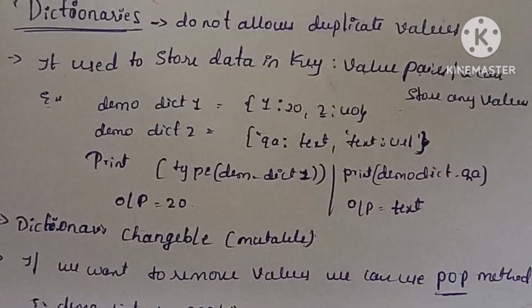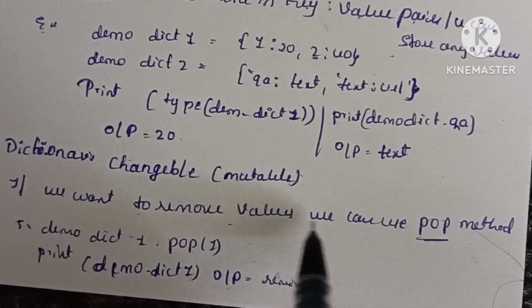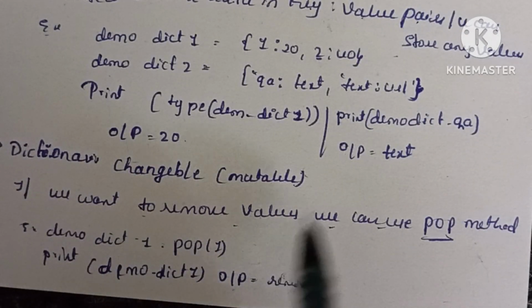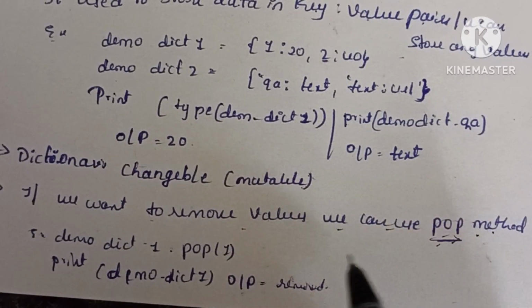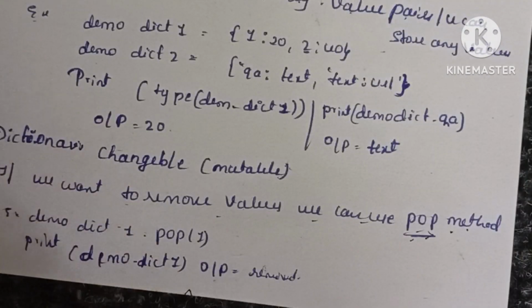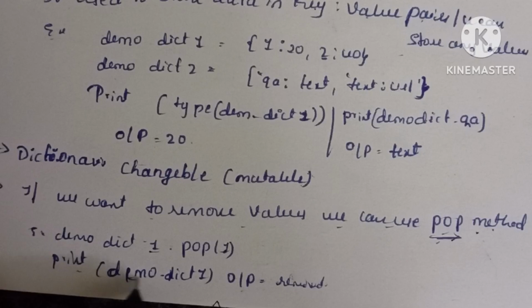And the next point is, if we want to remove the values, we can use a pop method. So in a dictionary sometimes we need to remove some values, so at that time you can use the pop method. Using this pop method you can remove the values. For example, I will show you: demo dictionary 2 to 1, pop 1, print demo dictionary, output. So like this it is removed.